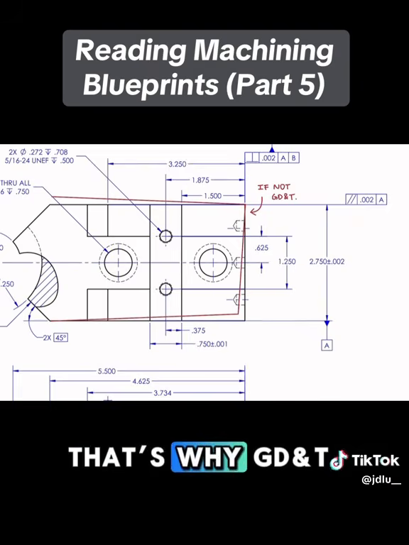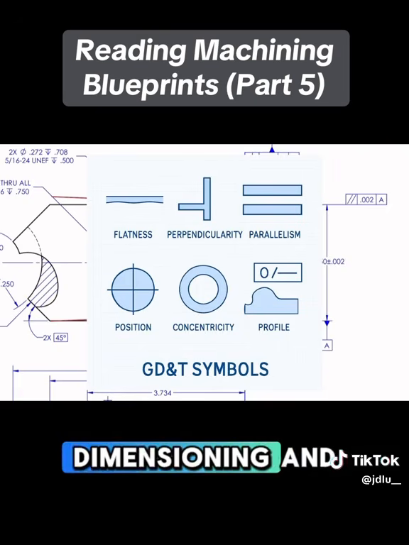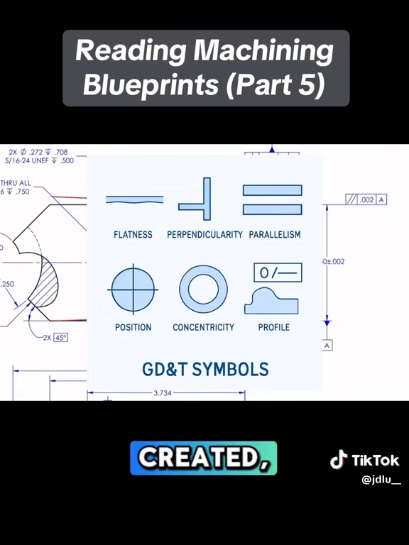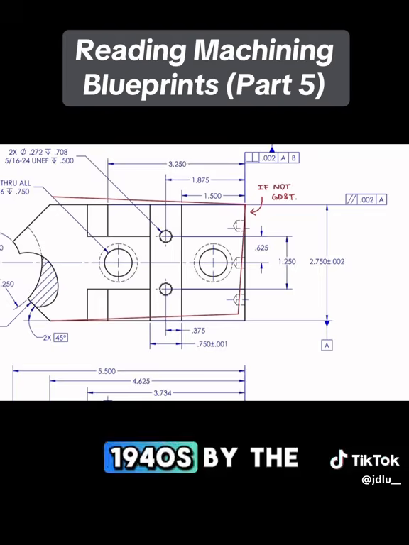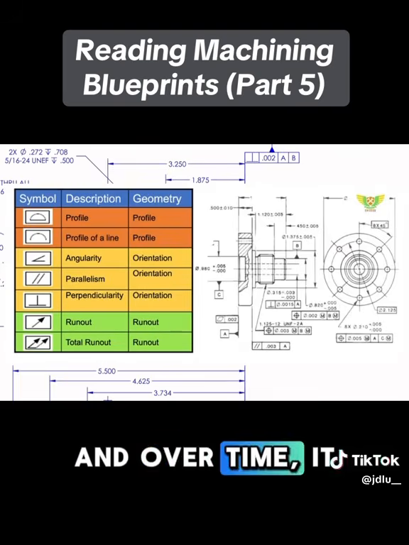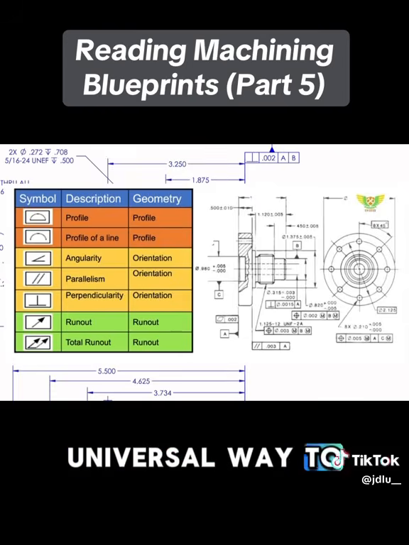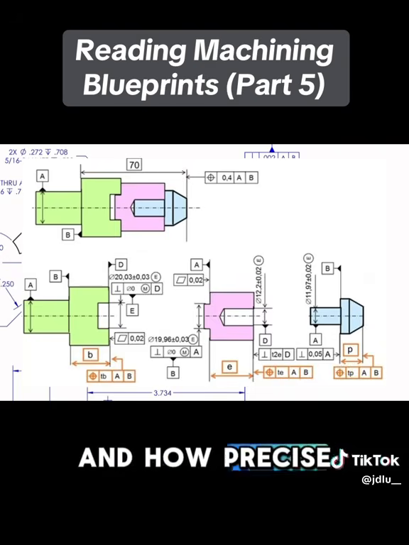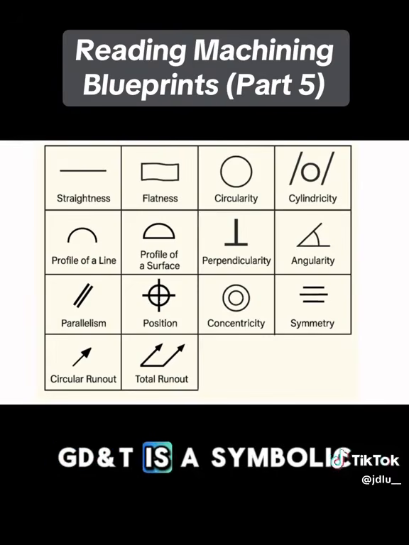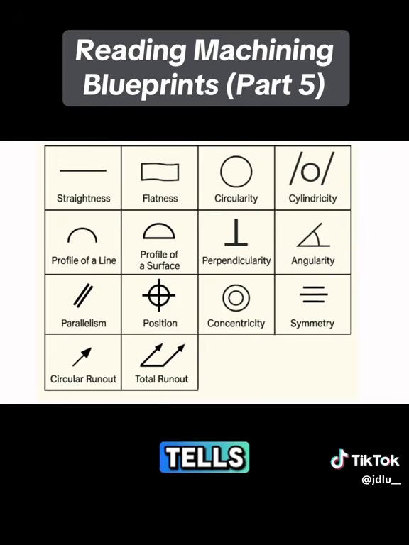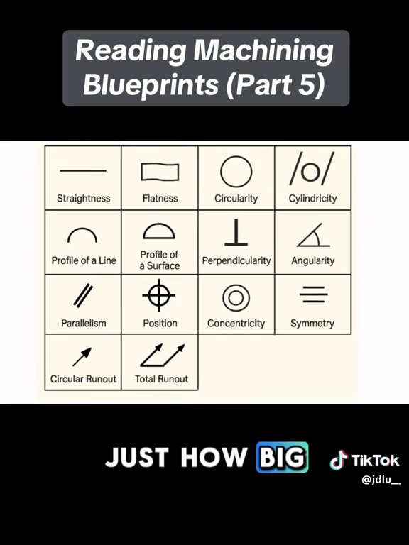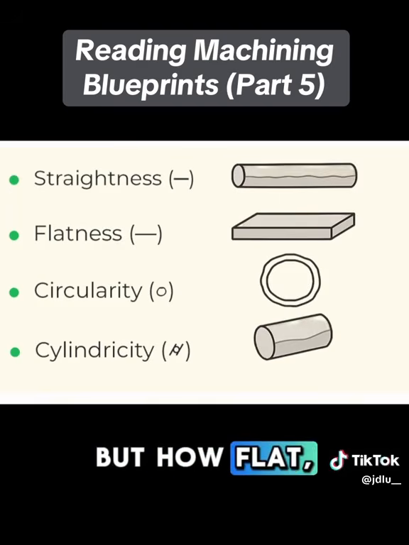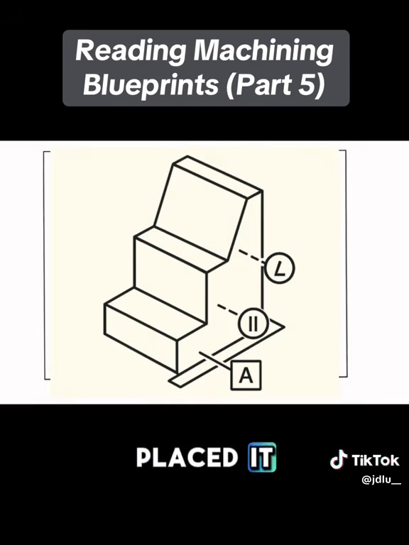That's why GD&T, or geometric dimensioning and tolerancing, was created, all the way back in the 1940s by the military. And over time, it became the universal way to communicate design intent. What matters, what doesn't, and how precise things really need to be. GD&T is a symbolic language that tells manufacturers not just how big something is, but how flat, straight, angled, or perfectly placed it needs to be.